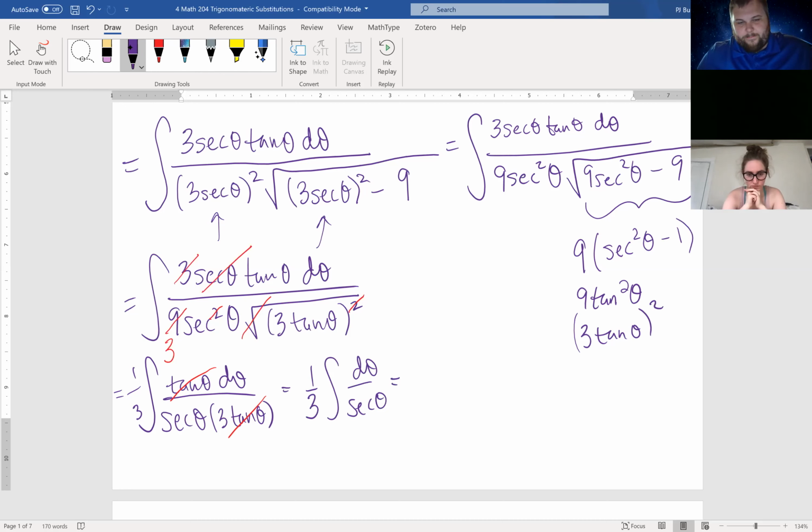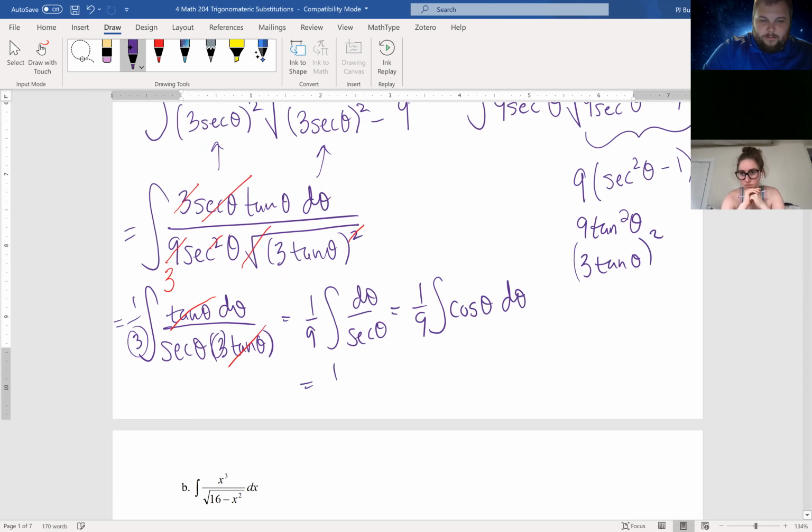Well, that doesn't look fun. But we can use the fact that 1 over secant theta just means cosine. And that's not so bad. And I actually need a, sorry, I need a 9 there. Right, I got 3, 3. So this is 1/9 integral cosine. That's something that we know. That is just sine of theta. We need plus c.